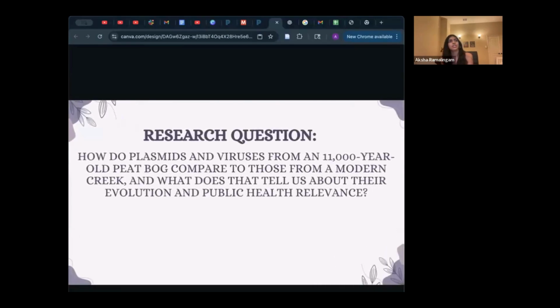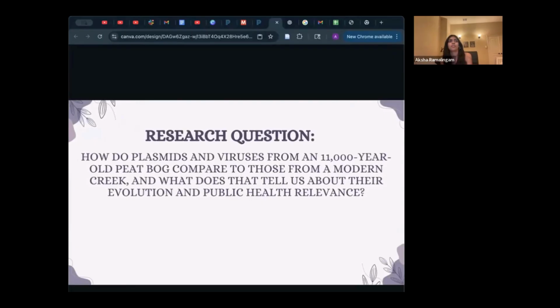So for my research question, I set out to understand how plasmids and viruses from an 11,000-year-old peat bog compare to those from a modern creek. And I was asking the question, what does that tell us about their evolution and the public health implications of that? So I basically wanted to find out which genetic elements have persisted and which have changed over thousands of years.